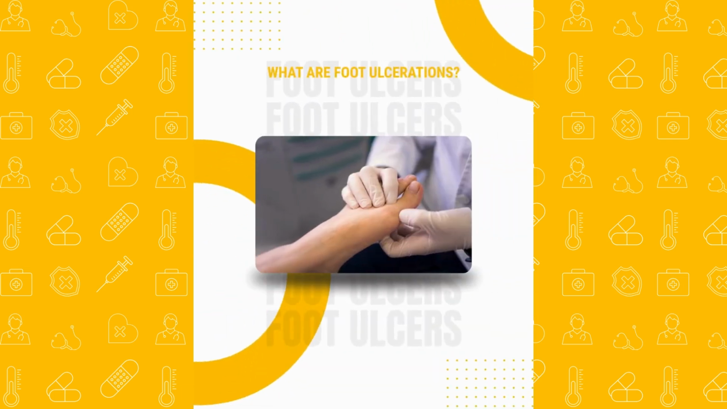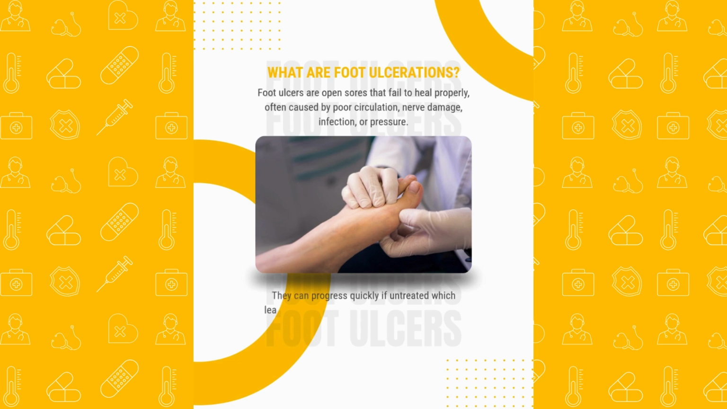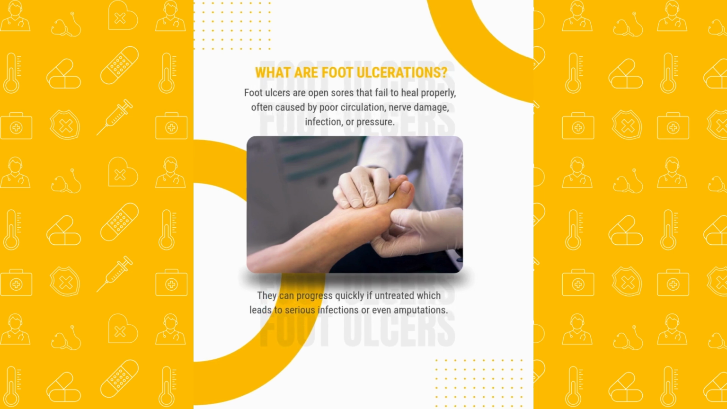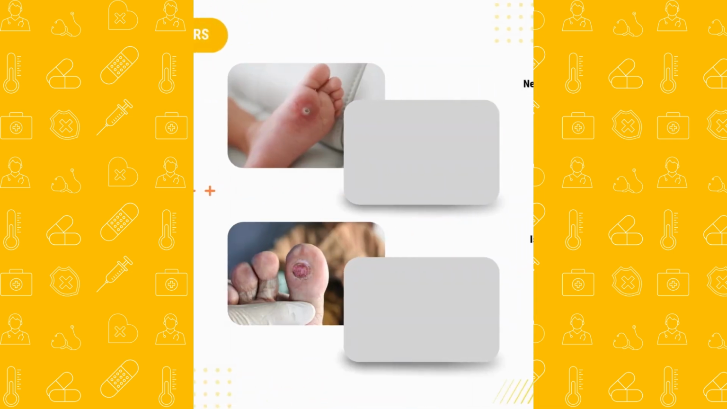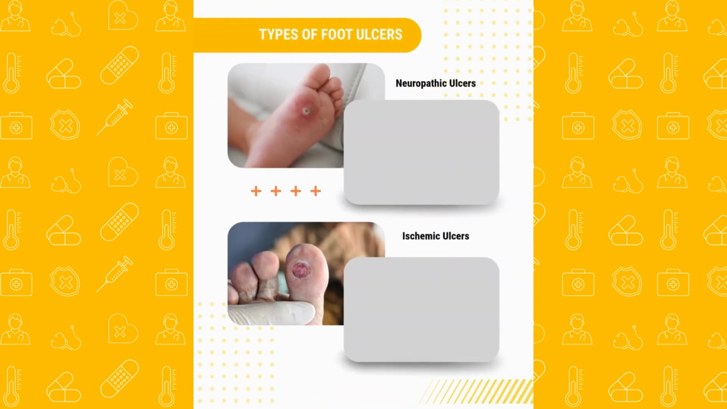What are foot ulcerations? They are open sores that fail to heal properly, often caused by poor circulation, nerve damage, infection, or pressure. They can progress quickly if left untreated, which leads to serious infections or even amputations. There are different types of foot ulcerations. The first two are neuropathic ulcers and ischemic ulcers.